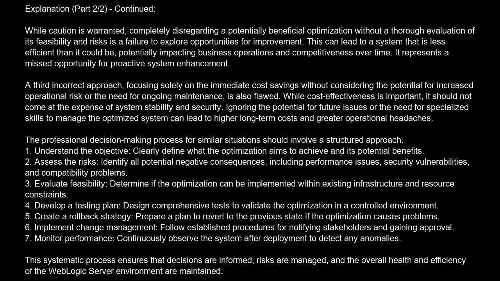The professional decision-making process for similar situations should involve a structured approach. 1. Understand the objective. Clearly define what the optimization aims to achieve and its potential benefits. 2. Assess the risks. Identify all potential negative consequences, including performance issues, security vulnerabilities, and compatibility problems. 3. Evaluate feasibility. Determine if the optimization can be implemented within existing infrastructure and resource constraints.